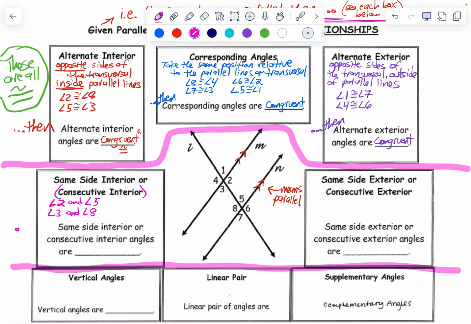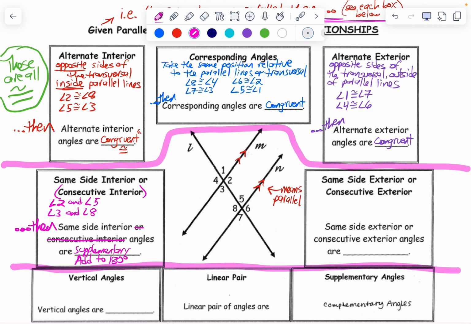Yeah, so we're going to say, okay, if 2 lines are parallel, then same side interior angles are supplementary. But let's be more specific in that they add to 180 degrees. Let's go ahead and line out consecutive interior for this part, just so it's not so wordy. Okay, so angle 2 and 5 would add up to 180. Angle 3 and 8 would add up to 180.